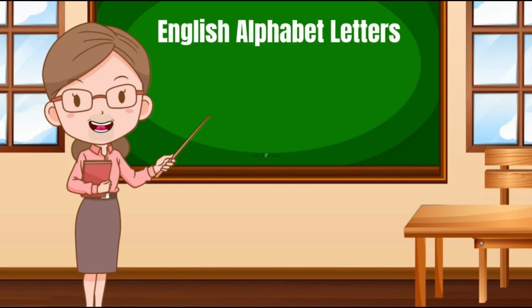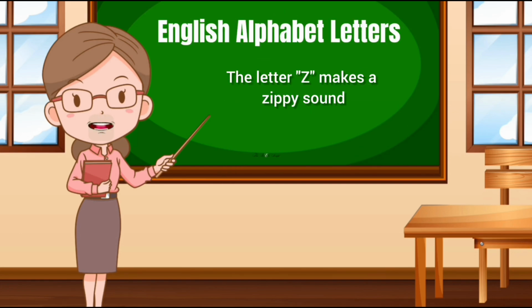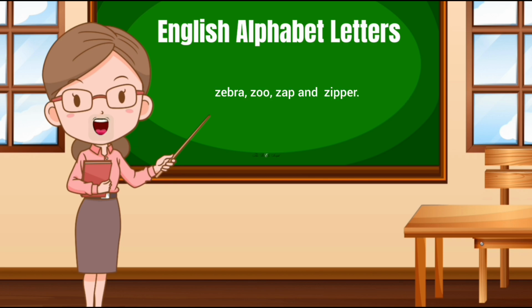This is the alphabet letter Z. The letter Z makes a buzzy sound that sounds like Zo, or Z. It is just like a buzzing bee. We can hear it at the beginning of words like zebra, zoo, zap, and zipper.